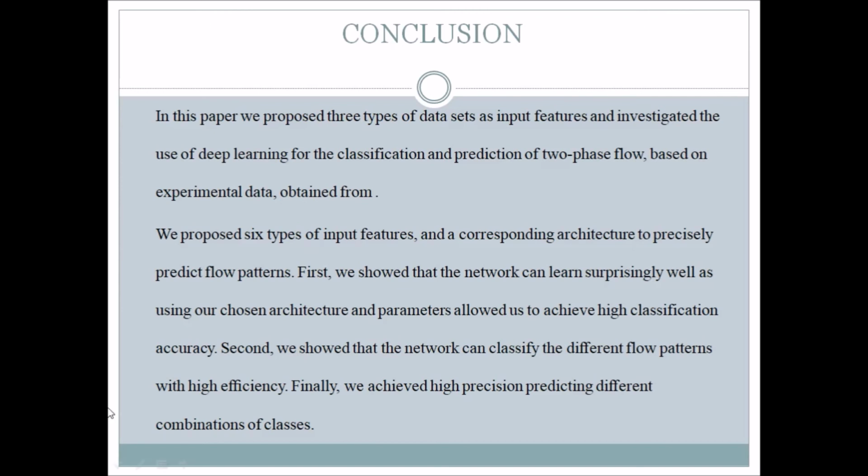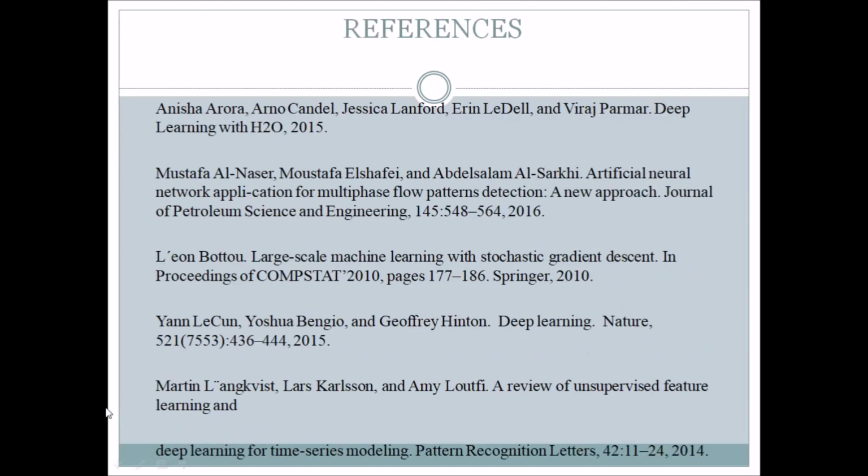Now we propose 6 types of input features and a corresponding architecture to precisely predict flow pattern. First, we show that the network can learn surprisingly well, as using our chosen architecture and parameters allowed us to achieve high classification accuracy. Second, we show that the network can classify the different flow patterns with high efficiency. Finally, we achieved a high precision in predicting different combinations of classes. Now these are the references, the books we consulted as we were planning and doing this research work.